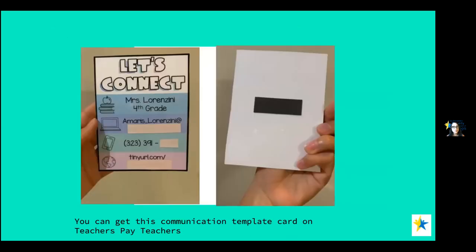I wanted to show you something that one of the teachers I know shared with me just yesterday. It's a communications card. She wrote her information on there, then laminated it and glued a magnet on the back so that parents can put it on the refrigerator. That way parents have access to the number, the website of the teacher, and the email. This was taken from Teachers Pay Teachers, and that's where it came from.